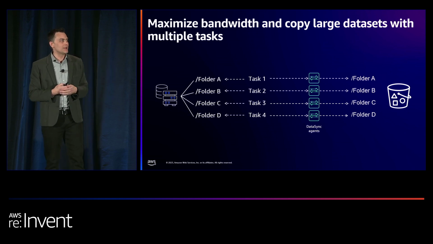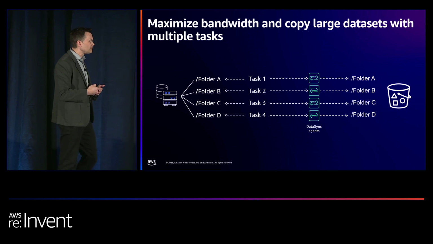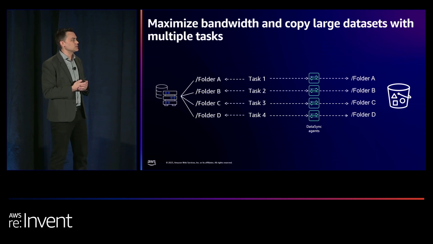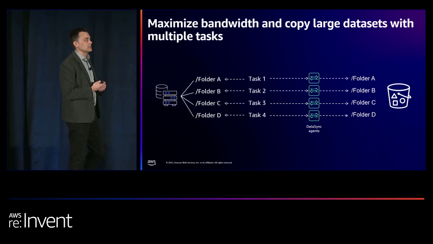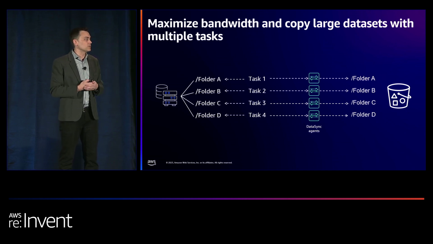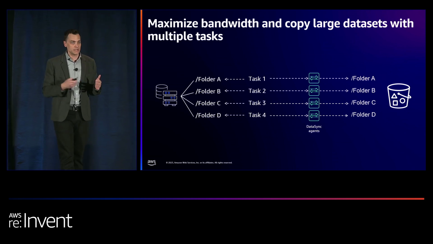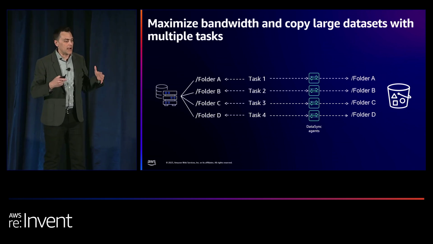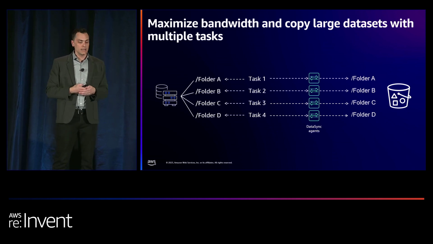So this is one way to increase your throughput. And you don't have to run it in the cloud. You can do it on premises as well. Typically with customers who have a 10 gigabit per second link, the way that they'll max that out is usually with 3 or 4 different tasks running in parallel if they're looking to do a high-speed migration. So this is one way to get a higher level of throughput using DataSync.